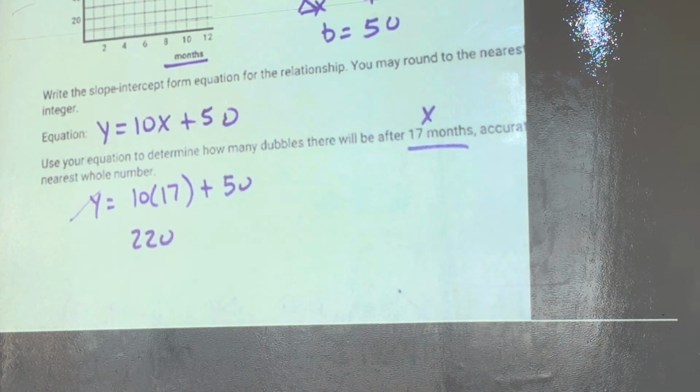Good job. So 2 ways you could do that. You can always put them in y equals and then look for when x equals 17. And vice versa, if you are looking for the y, then you'd have to look at your y on your table. Questions? Okay.